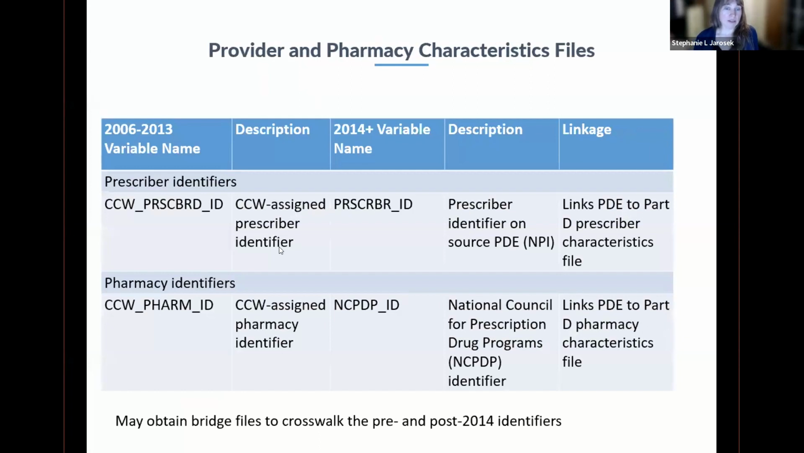So for the provider and pharmacy characteristics file, if you wanted to request those files and you wanted to link them to the PDE, you would want to be sure to request these identifiers, starting in 2014, prescriber ID and NCPDP ID. And these would link to the PDE, or you might use them to link to external data sources as well.